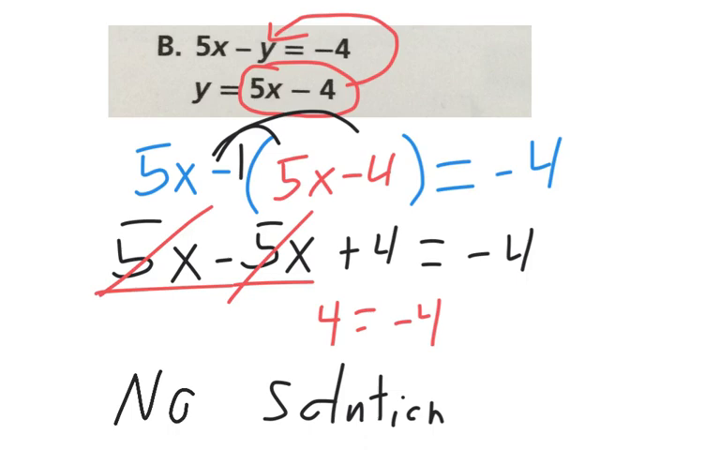So graphically, what would these two lines look like? They would be parallel lines that never intersect. That's what gives a no solution answer.